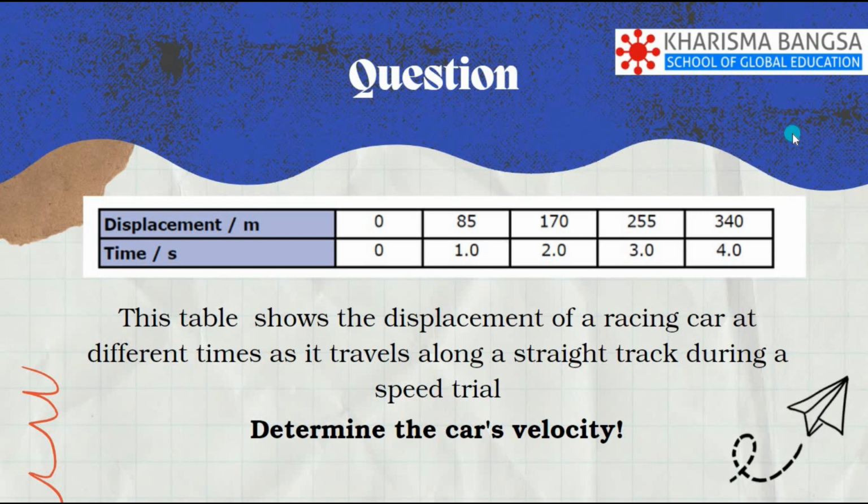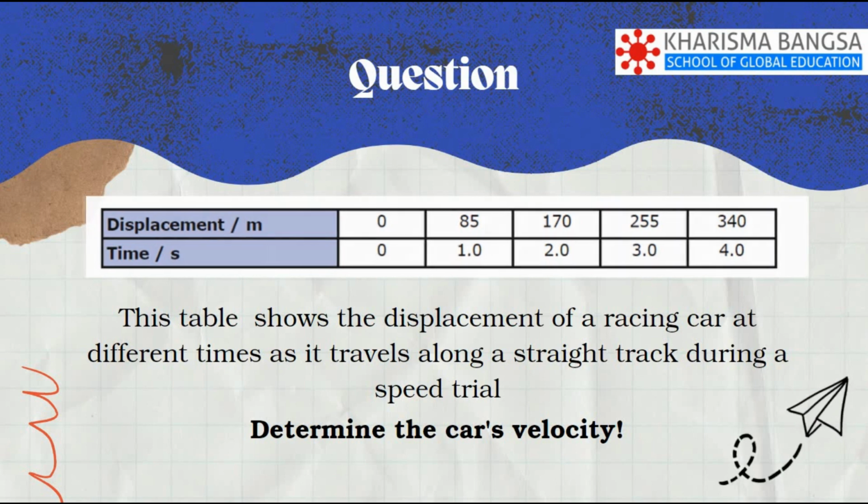Okay, let me continue. Here is the second problem. You are given a table containing displacement depending on time. So, what is the velocity of the car during the speed trial? You can pause this video if you want to solve it. Okay, if you have done, let me show you the solution.